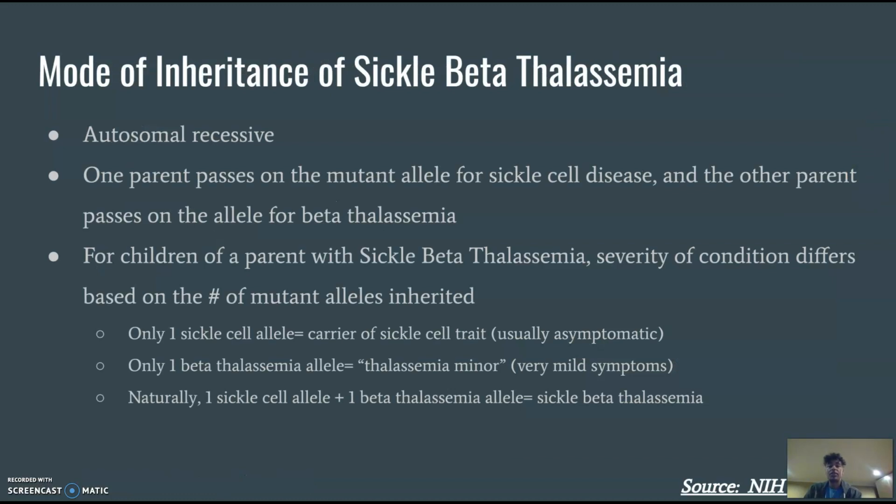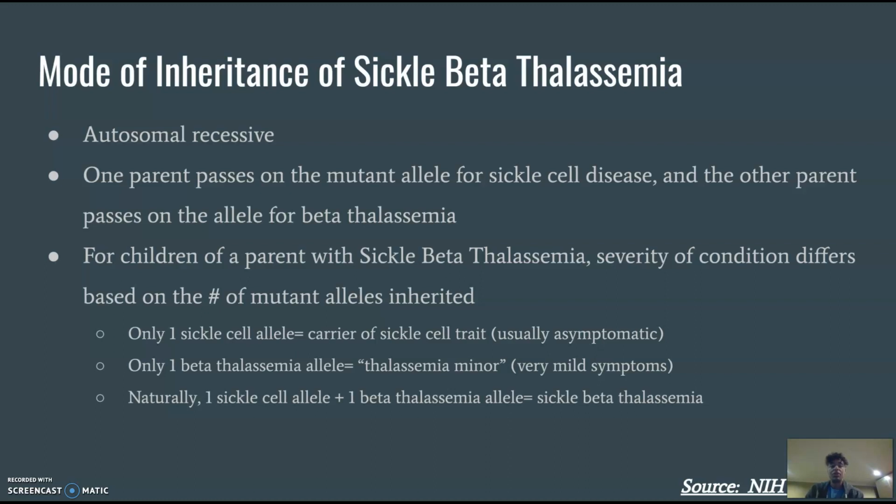So the mode of inheritance is they're both autosomal recessive. Sickle cell and beta thalassemia are both autosomal recessive, so they tend to skip generations. For this compound disease, one parent gives you the allele for sickle cell, and the other parent gives you the allele for beta thalassemia, and that's how it is inherited. It's incredibly rare for one person to get it, but to have two parents with it would be almost impossible, basically astronomical.